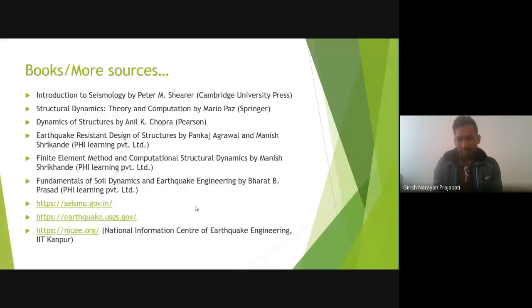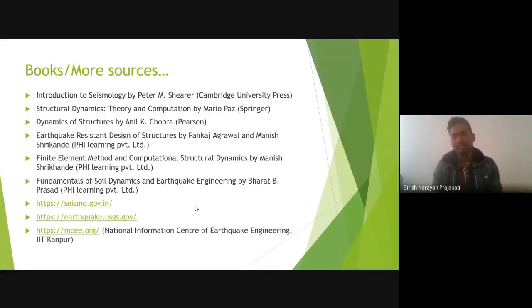So in earthquake engineering, we generally design for ductility, not for strength. Once there is an earthquake and a building is under it, we need to go out of that building. At that time, we need some time, and that time can be provided by ductility, not by strength.